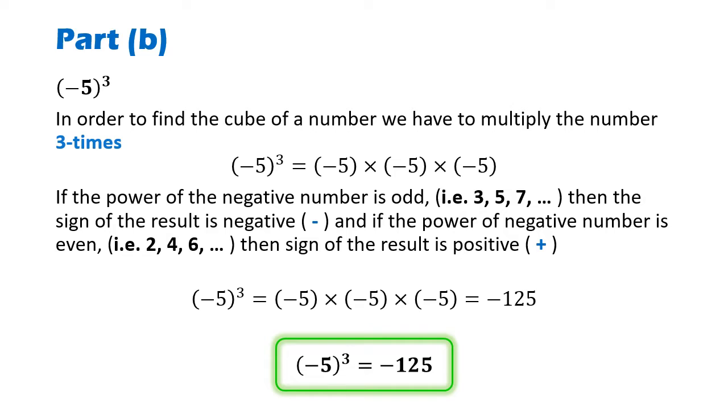Part B. Cube of minus 5. In order to find the cube of a number, we have to multiply the number 3 times. If the power of the negative number is odd, then the sign of the result is negative, and if the power of the negative number is even, then the sign of the result is positive. So, by multiplying minus 5 three times we have 125, and since minus 5 has an odd power, that is 3, we have to place a negative sign before 125. Therefore, cube of minus 5 equals minus 125.